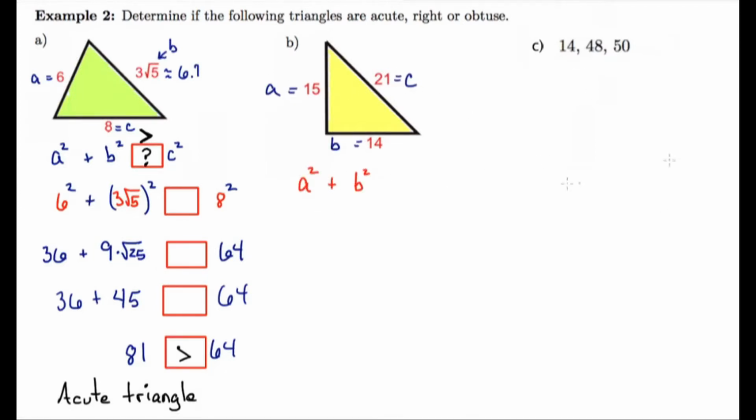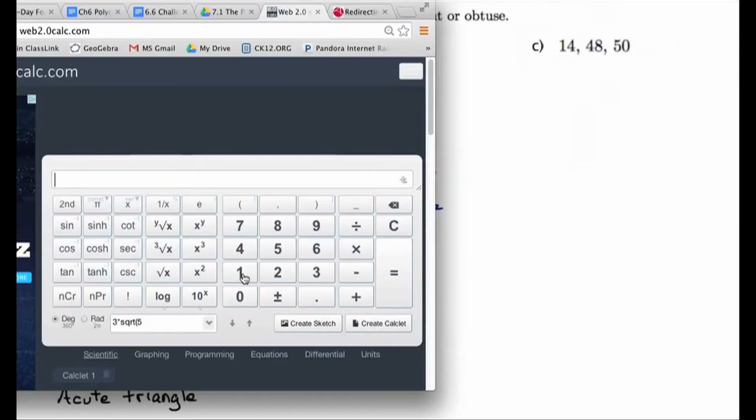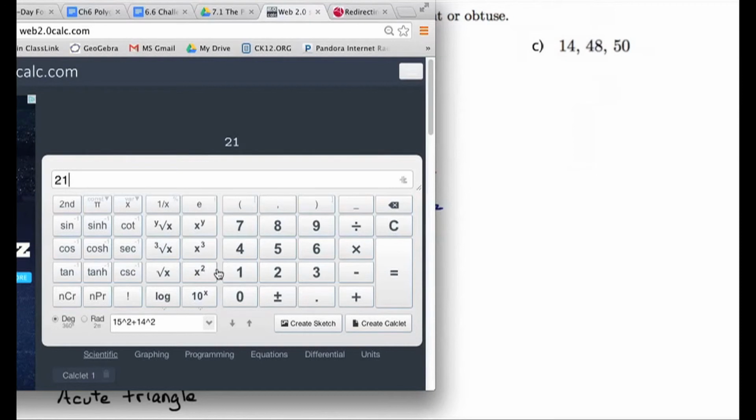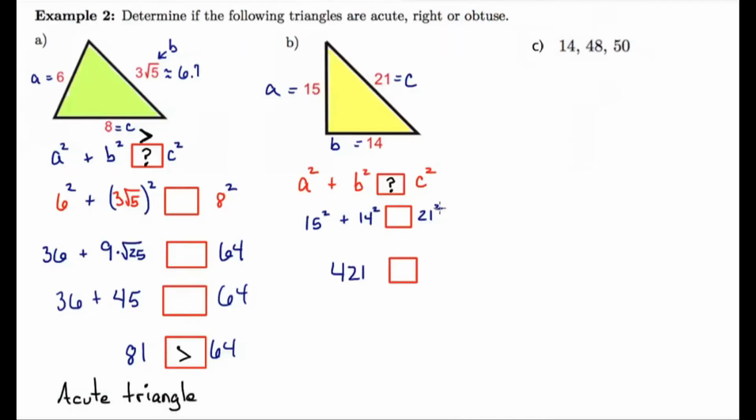So for part B, we're going to follow the same pattern here. We're going to substitute the two shorter lengths in for a and b. 15 squared plus 14 squared is 421. And 21 squared, 441. It's close, but not quite. 441 is greater than 421. So that means a squared plus b squared is less than c squared. So what does that mean? Obtuse. It's an obtuse triangle.